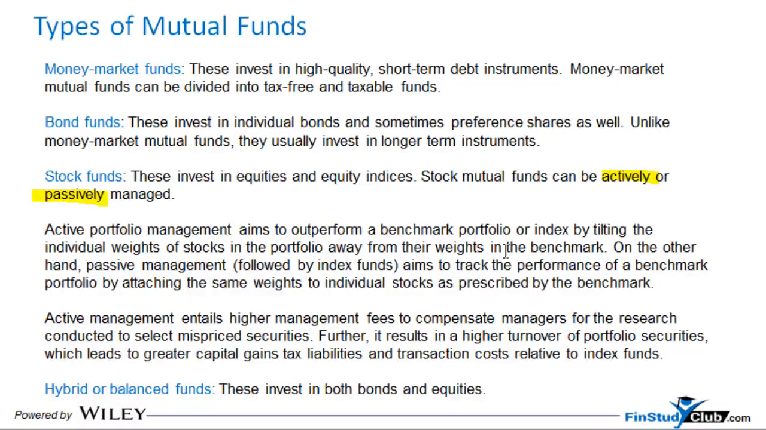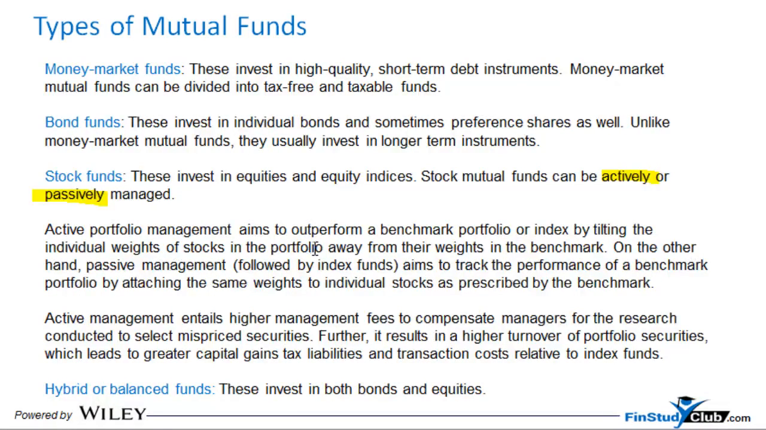Okay, so on the other hand, passive management, which is essentially indexing, would basically replicate the index. It would aim to track the performance of the benchmark portfolio by attaching the same weights to individual stocks as prescribed by the benchmark. So in the case of passive investing, there would be very little intervention on the part of the investment manager, and largely his role is limited to replicating the portfolio with the benchmark index.